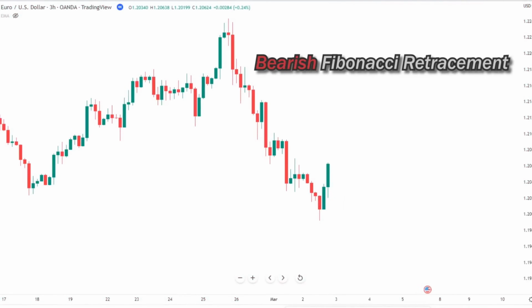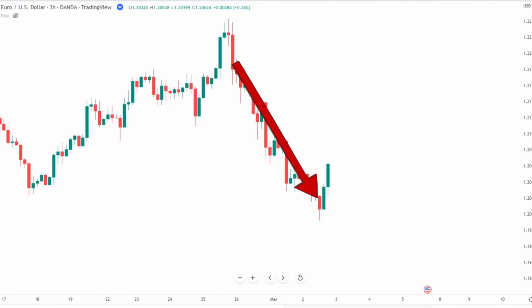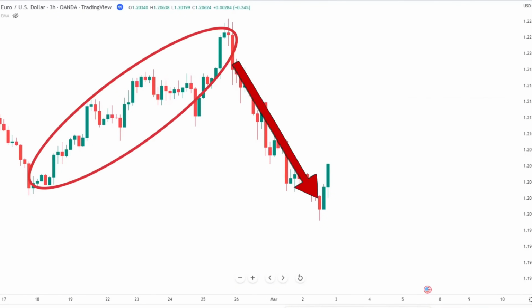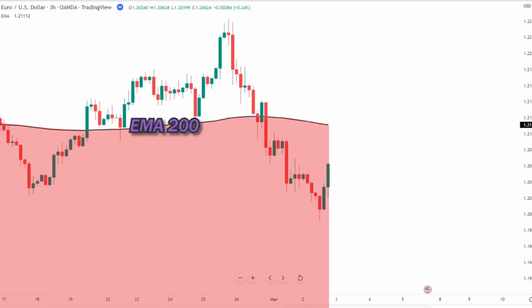Now let's look at a bearish Fibonacci retracement example. Step 1. Find a downtrend. Sometimes traders get confused when they see a small move up within a larger move down. To keep it simple, use the 200 EMA to identify the long-term trend. If the price is below the 200 EMA, we are in a downtrend.